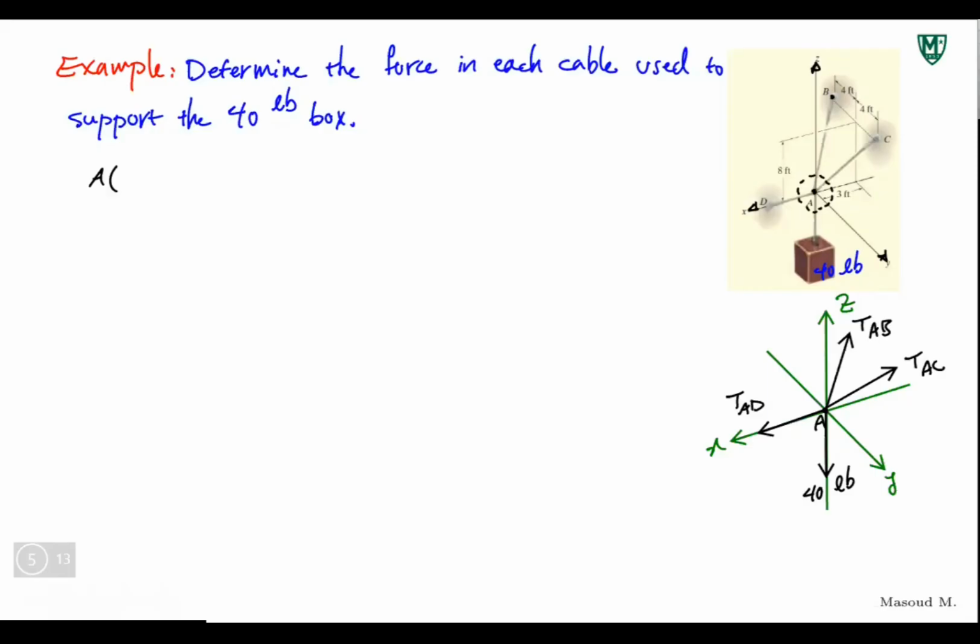0, 0, 0. Exactly, because it's pretty much the origin. How about point B? What is the coordinate of point B now?